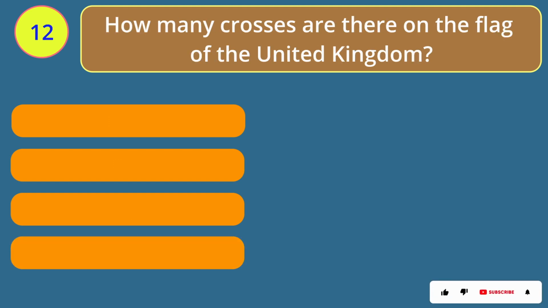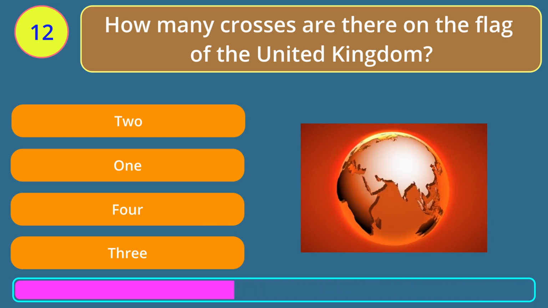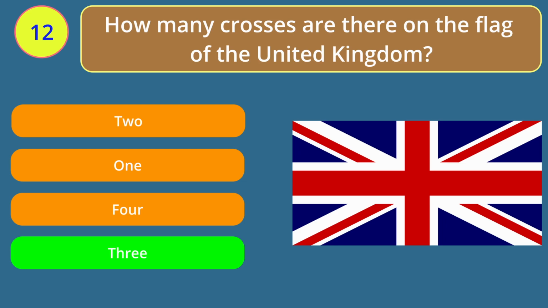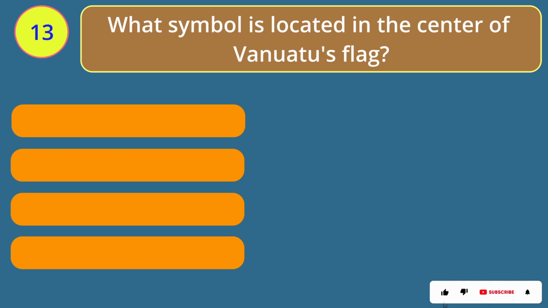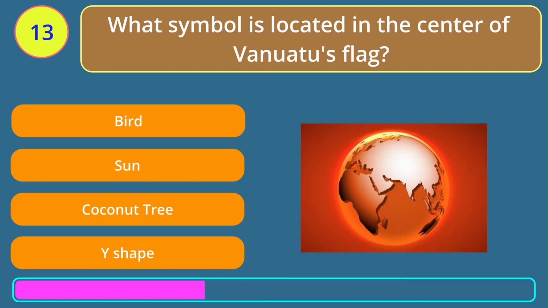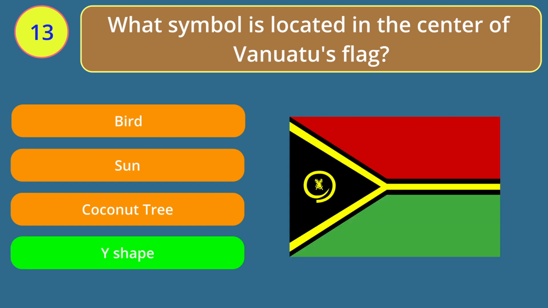How many crosses are there on the flag of the United Kingdom? The four options are 2, 1, 4, 3. The correct answer is 3. What symbol is located in the center of Vanuatu's flag? The four options are bird, sun, coconut tree, Y shape. The correct answer is Y shape.